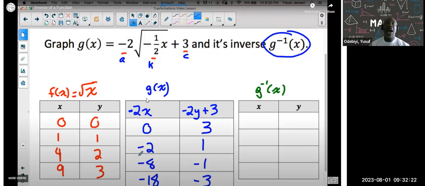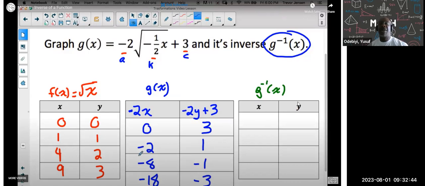And for the Y, the translation and transformation is based on the negative 2 that's here, and then the 3 that's here. So I'm going to multiply all my Y's by negative 2, and I'm going to add 3. So negative 2 times 0 is 0, plus 3 is 3, and so on.